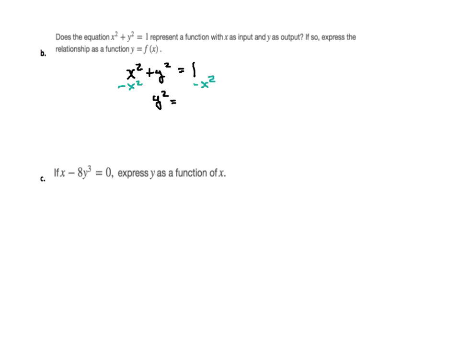Y squared is equal to 1 minus x squared. And then I'd have to take the square root of both sides to get that square off the y. And that's going to give me, oops, I grabbed a white pen and y'all can't see when I write with a white pen. Y equals, you have to take into consideration the positive and the negative of the root. And here's why.